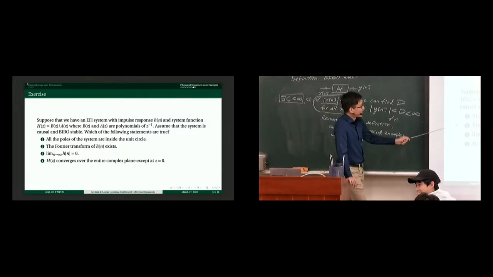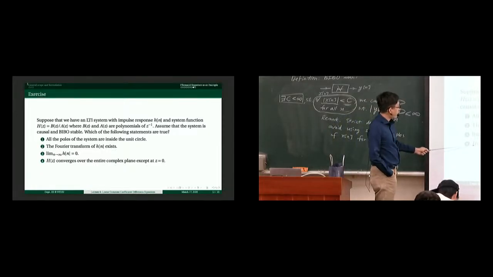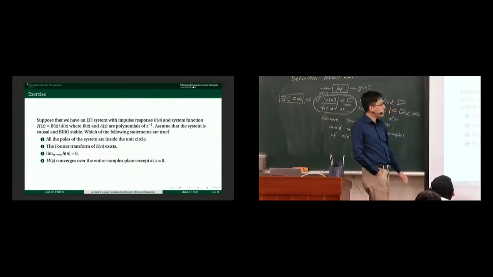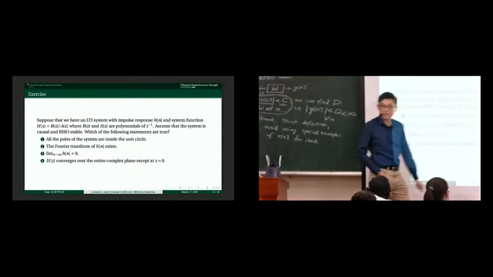Does the Fourier transform exist? Thirdly, does h of n approach 0 when n goes to infinity? Fourth, and finally, does H of z converge over the entire complex plane, perhaps except at z equals 0?